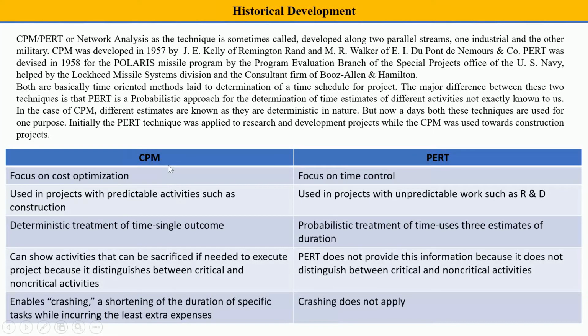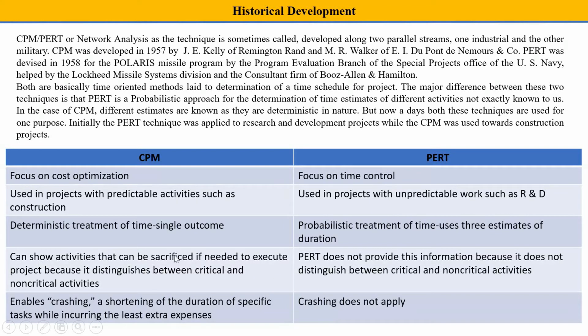Some key differences between CPM and PERT: CPM focuses on cost optimization while PERT focuses on time control. CPM is used in projects with predictable activities such as construction. So in construction, there are predictable activities, and that is where CPM is used. While for unpredictable ones such as in an R&D department, PERT is used. CPM uses deterministic treatment of time with a single outcome, while PERT uses probabilistic treatment of time with 3 estimates of duration. There will be 3 estimates of time. We will see that in the part when PERT comes into action.